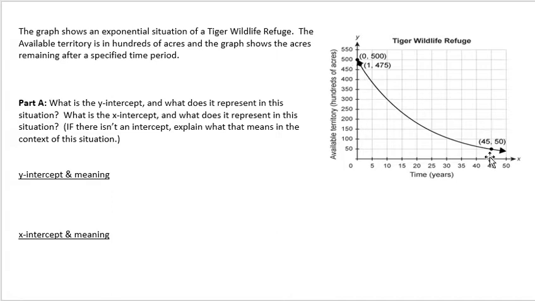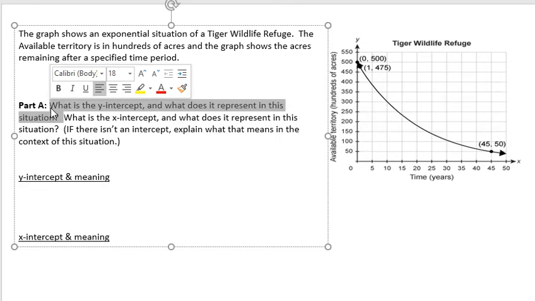They've got some different parts labeled for us, but if we look at our axes, this is important to figure out what we're talking about. Our y is the available territory that's in hundreds of acres, and the time is in years on my x-axis. So part A says, what is the y-intercept and what does it represent in the situation? If I look at my graph, a lot of you are really good at finding that y-intercept.